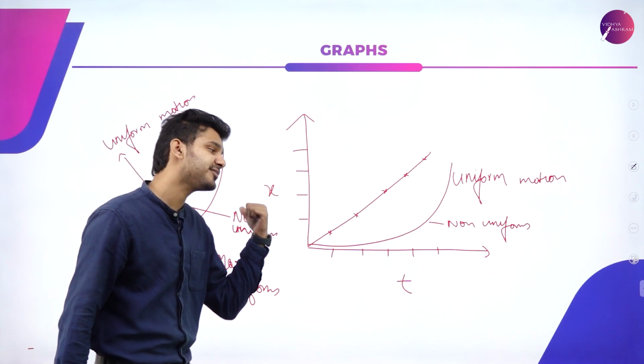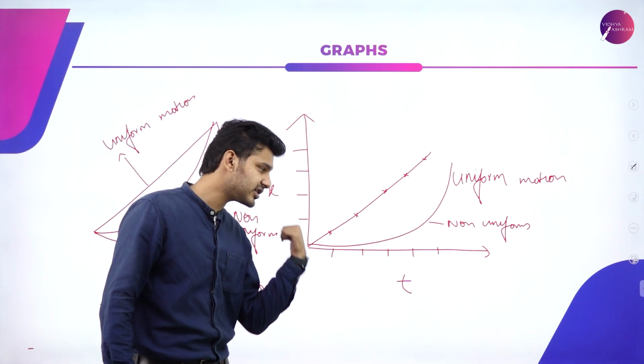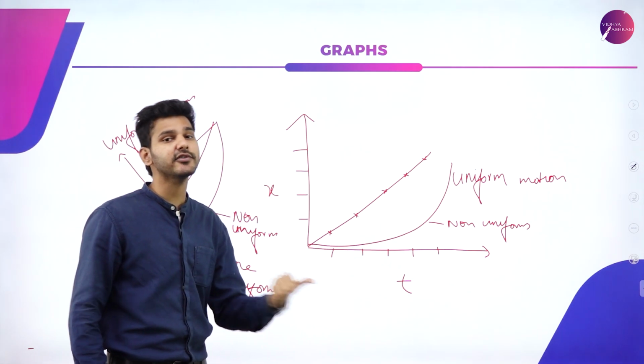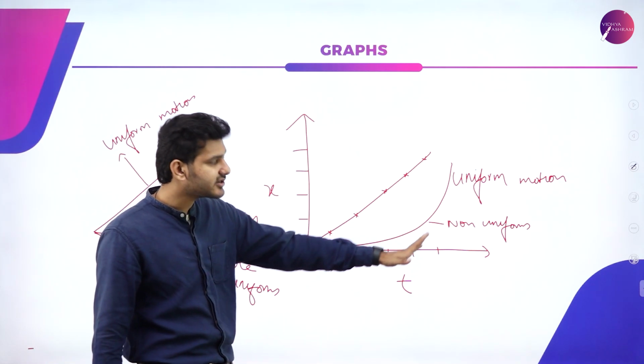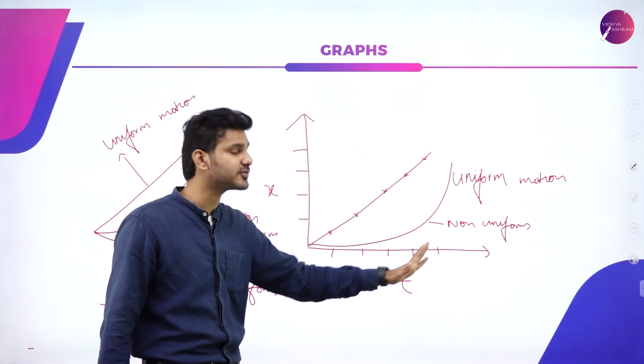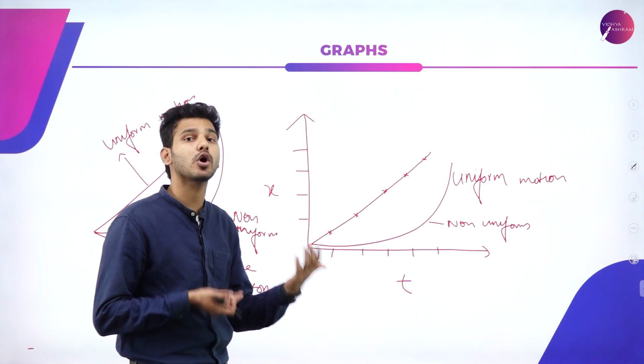Now this is not just for the position time graph. It is not just for the displacement time graph. It is the same for the acceleration time graph. It is the same for the velocity time graph. As the curvature increases, or as it becomes more curvy, it will become more non-uniform.